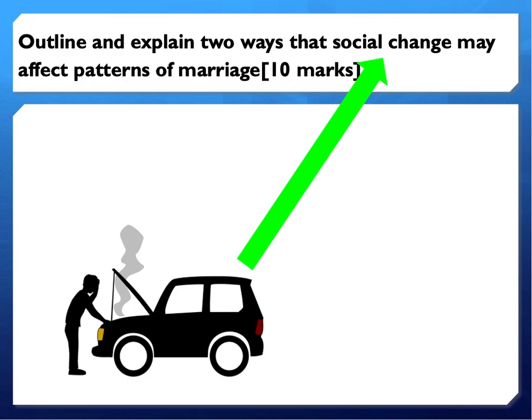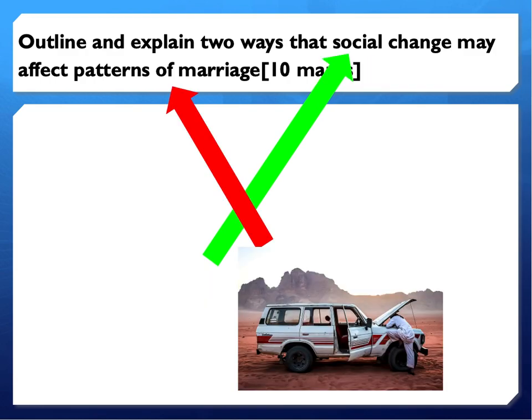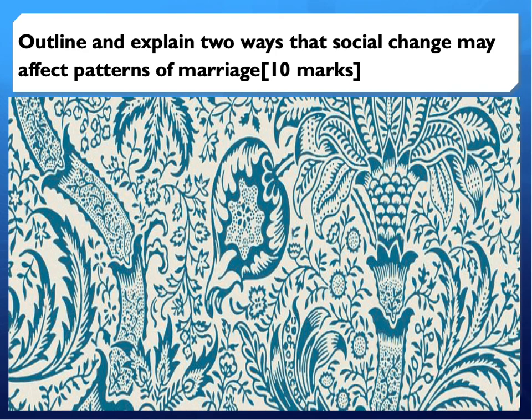For these 10-mark questions, try to break down the different parts of the question. In this case, the first part is to identify the social change. And the second part is to think about the patterns of marriage. When discussing a pattern, think about what is happening to the number of marriages and when or how people get married, if they choose to do so at all, that is.